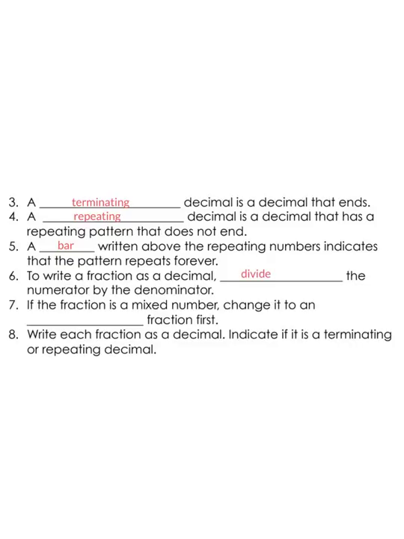To write a fraction as a decimal, divide the numerator by the denominator. If the fraction is a mixed number, change it to an improper fraction first.